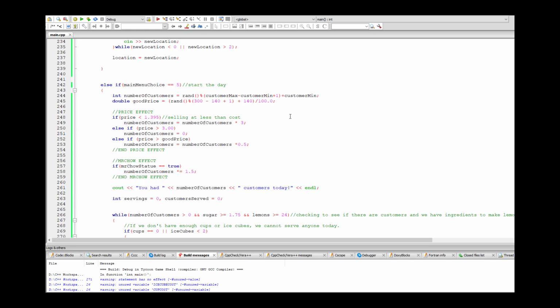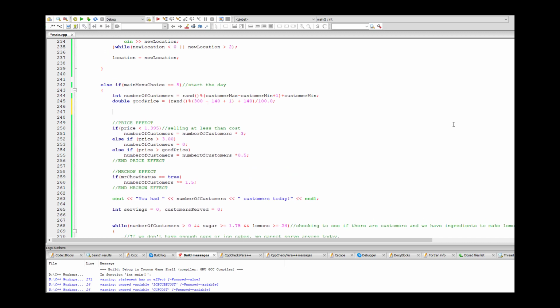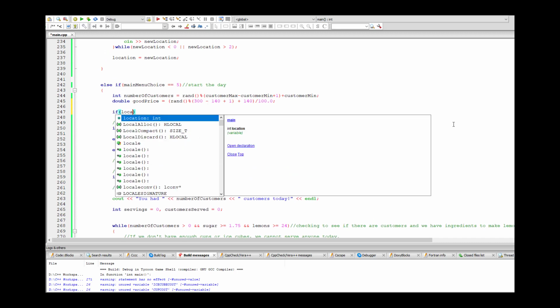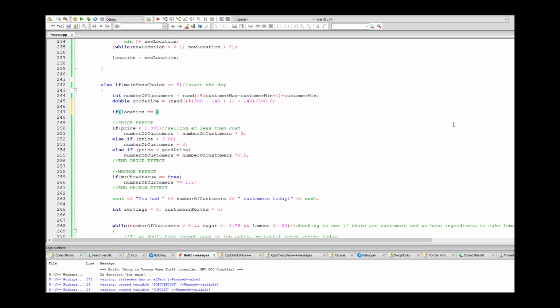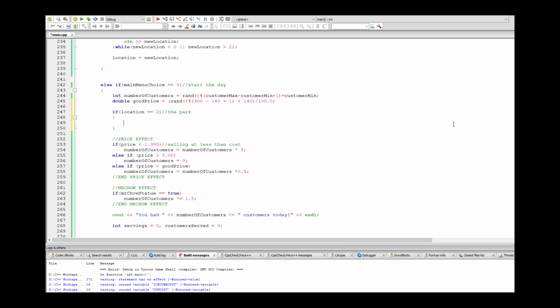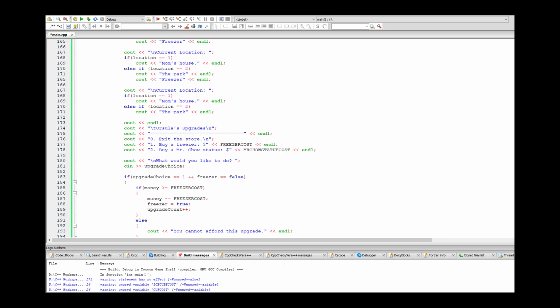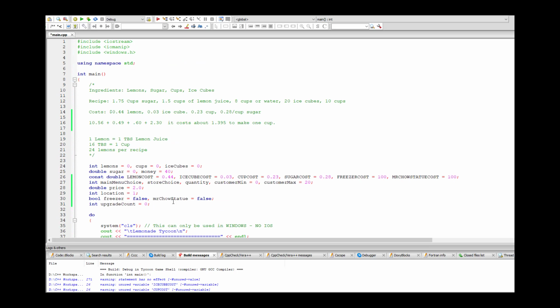So start the day is we're going to say if location is equal to 1 or is equal to 2, which is the park, then we're going to have to say money is equal to money minus park rent. Okay, so they're going to have to take away the rent cost for the park. Okay, now there is no rent cost for mom's house. Okay, actually, there's an easier way to do this.